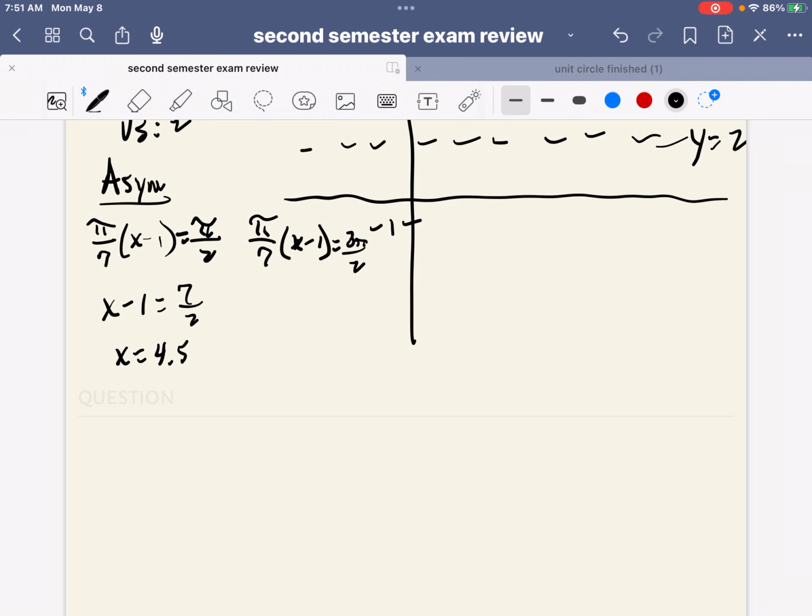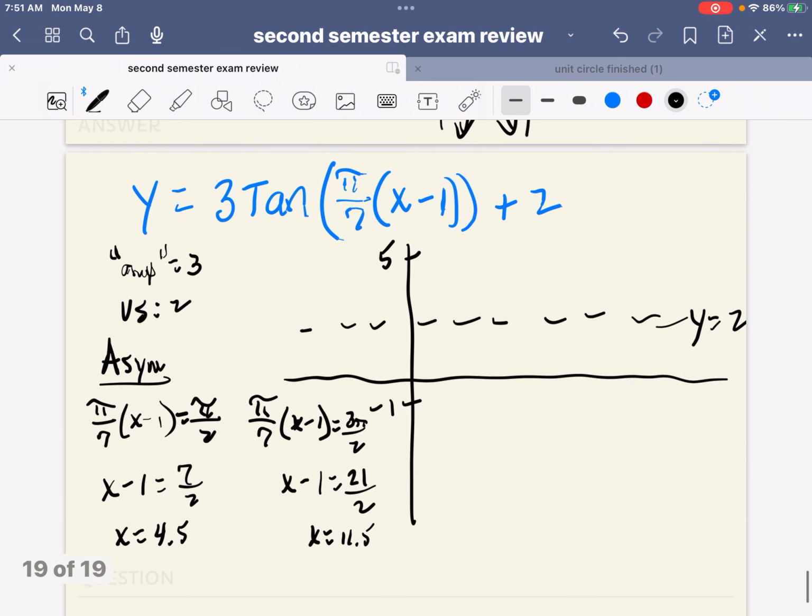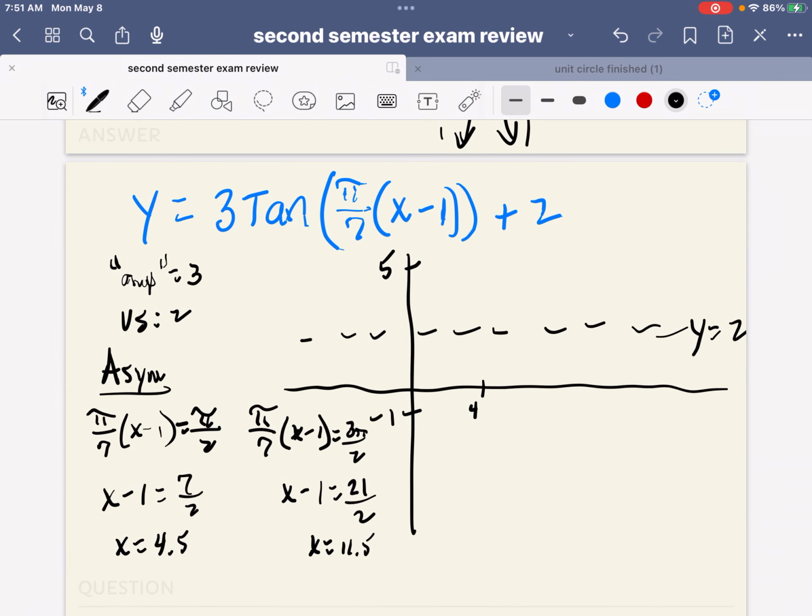If I divide both sides of this next one by pi over 7, it looks like I get x minus 1 equals 21 over 2. And that's 10.5. So then won't this give me x equals 11.5 as where the other asymptote is? So now, if I label a tick mark 4.5 and another tick mark 11.5, then pencil in your asymptotes there. And then just put 3 equally spaced tick marks between the 2 asymptotes.